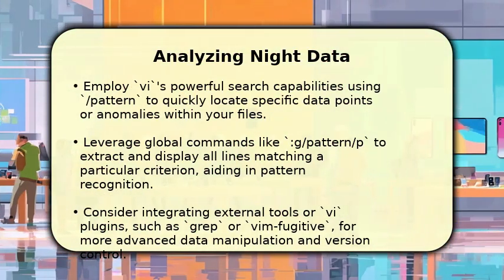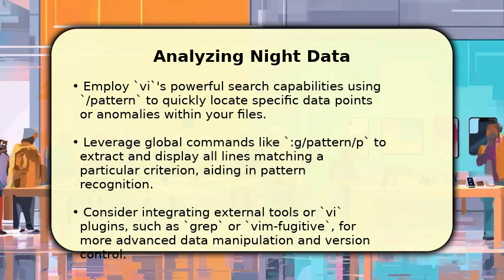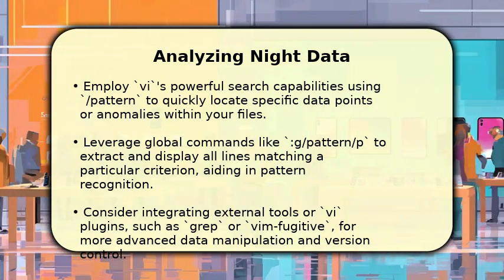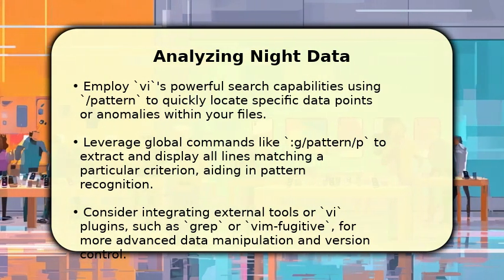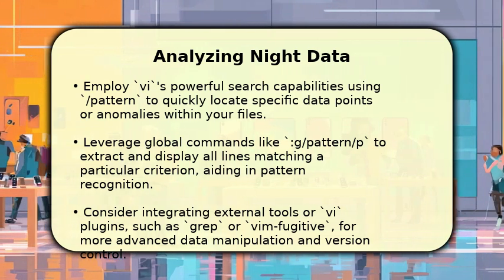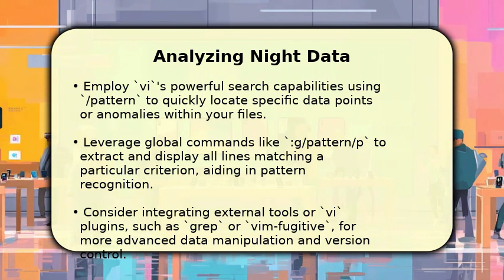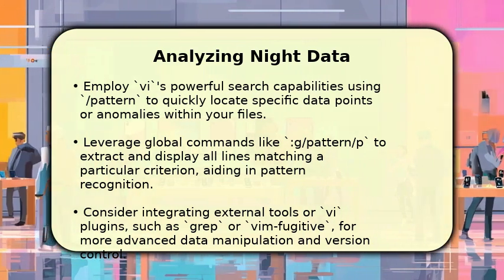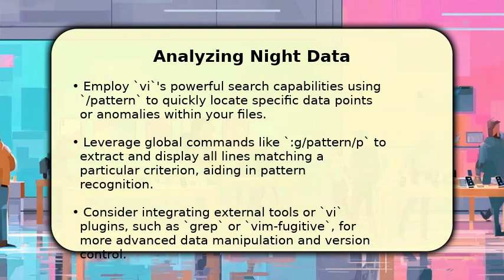Now, let's dive into analyzing your night data directly within Roman 6. Use the / followed by your search pattern, like /error, to quickly find specific entries. For more comprehensive analysis, global commands such as g/timestamp/p can extract and display all lines containing a particular timestamp, helping you identify trends across thousands of lines.